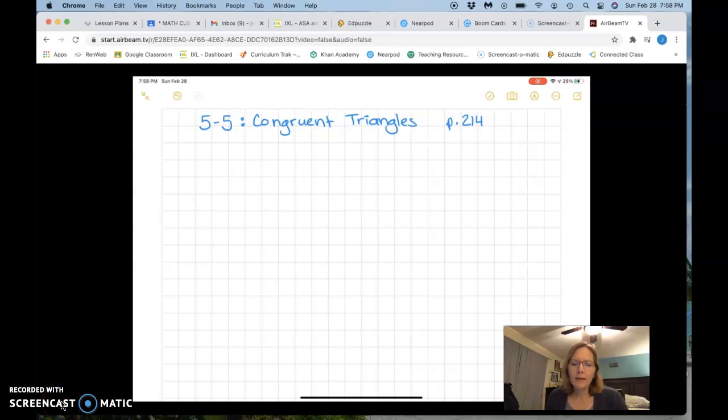Hey guys, today we're starting a new section. It's section 5-5 on congruent triangles. And there's three things that we're going to take for notes, and then I'll do some examples for you. So take these notes in your math journal.